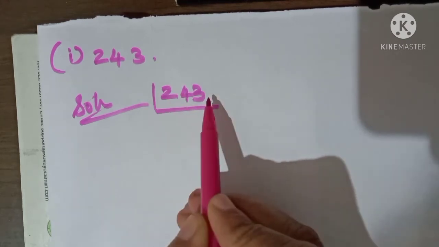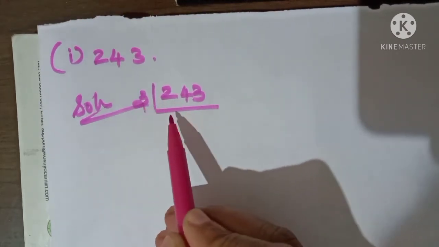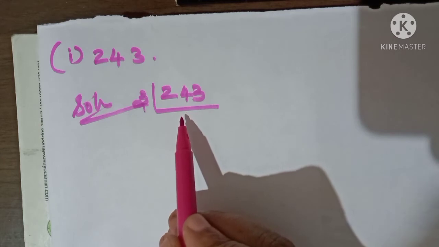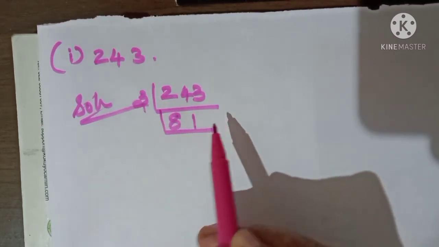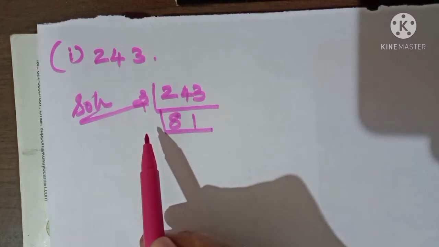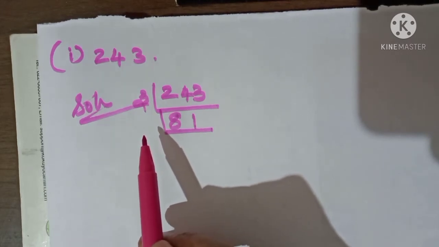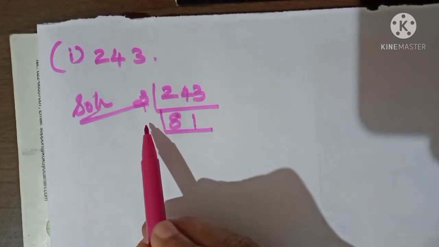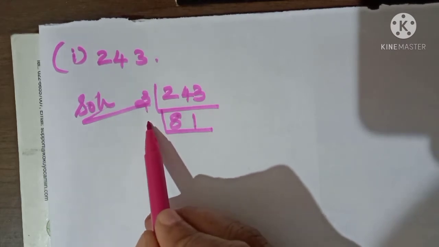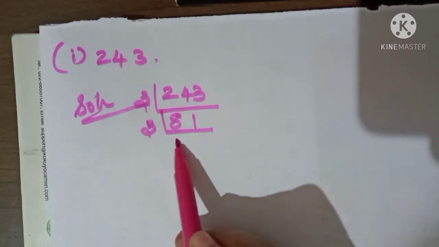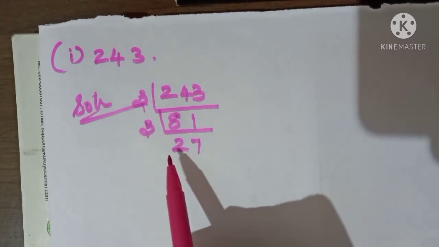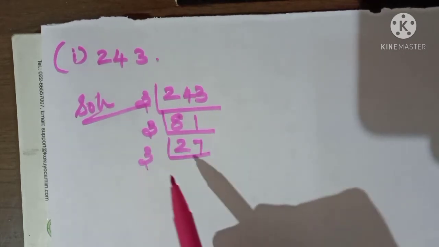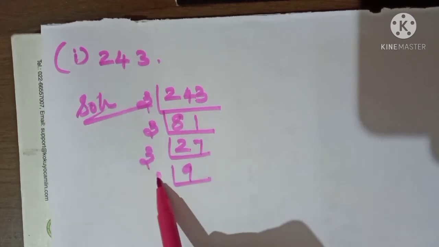This is divisible by 3. Eight threes are 24, one 3 is 3, so 81. We can use the 9 table or the 3 table, so we will go with the smallest number, 3. Divide 81 by 3, you will be getting 27. Again, it is divisible by 3, right? Nine threes are 27.